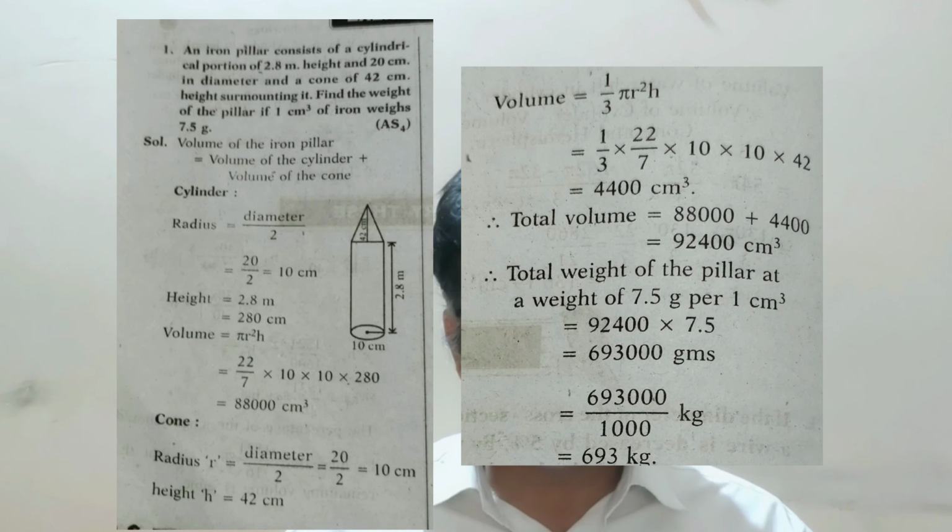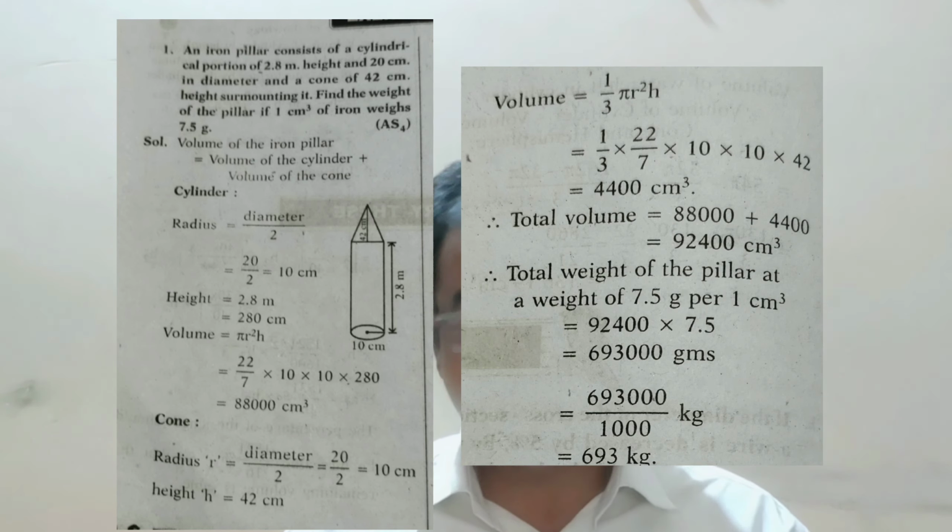Now again, regarding volumes of the solids. An iron pillar consists of a cylindrical portion of 2.8 meter height and 20 centimeter diameter and a cone of 42 centimeter height surrounding it. Find the weight of the pillar if 1 centimeter cube of iron weighs 7.5 grams. So like these sums are also there. Just go through the 10.3 exercise first 4 sums.